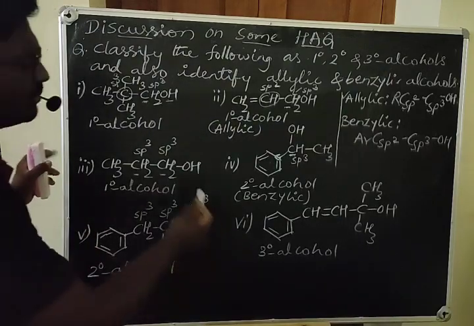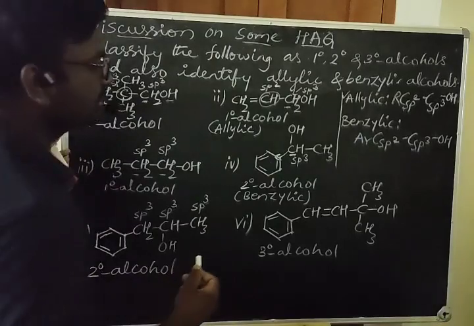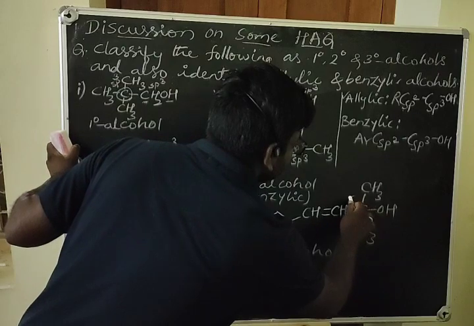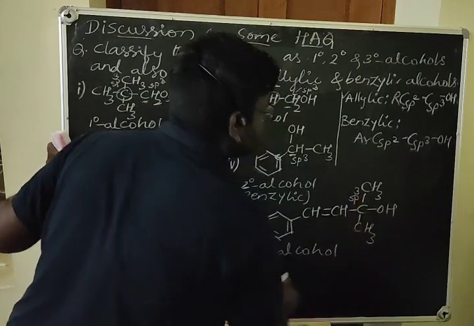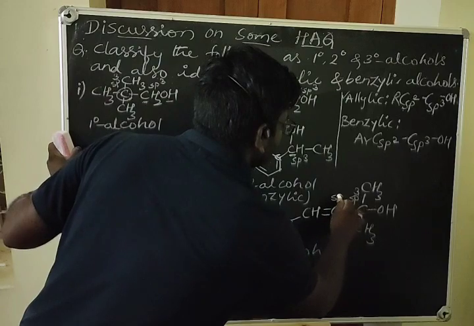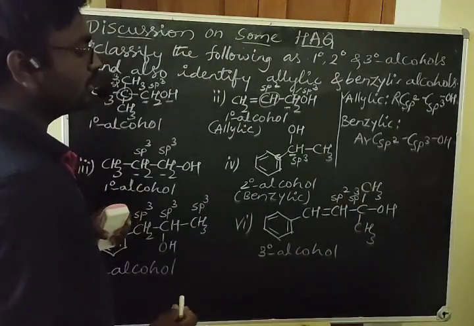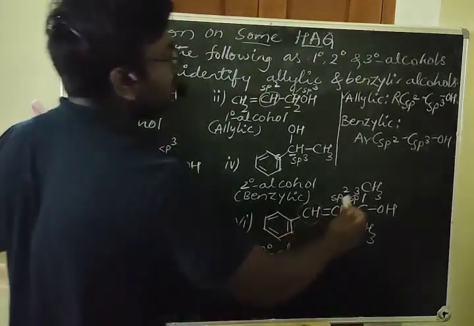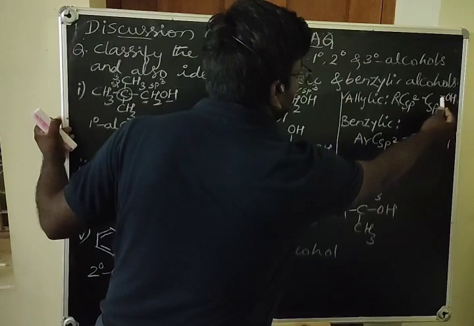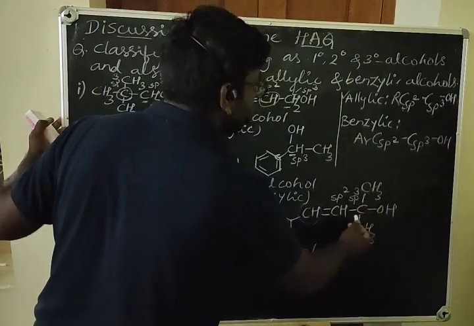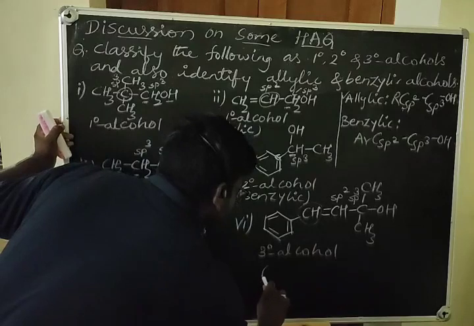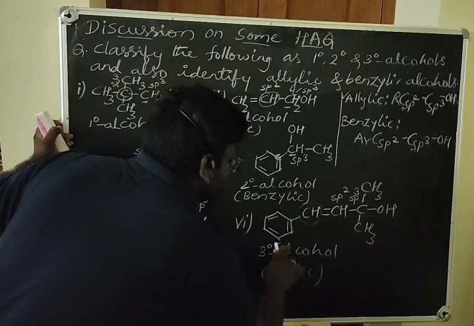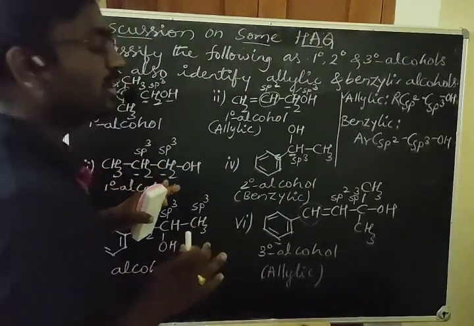Let's come to the sixth compound. Here the OH-containing carbon has 4 sigma bonds, hence it is sp3 hybridized, and it is next to an sp2 carbon. This is the alkyl part. So OH, sp3 carbon, sp2 carbon, hence this is an allylic alcohol. Don't confuse it with this benzene ring. It is given to confuse you.